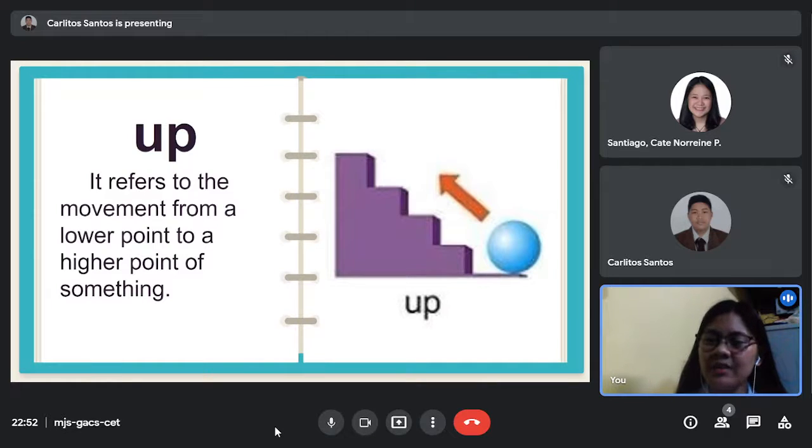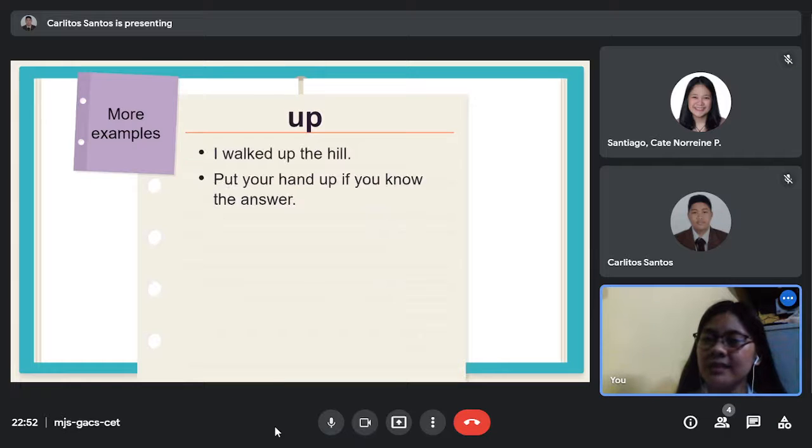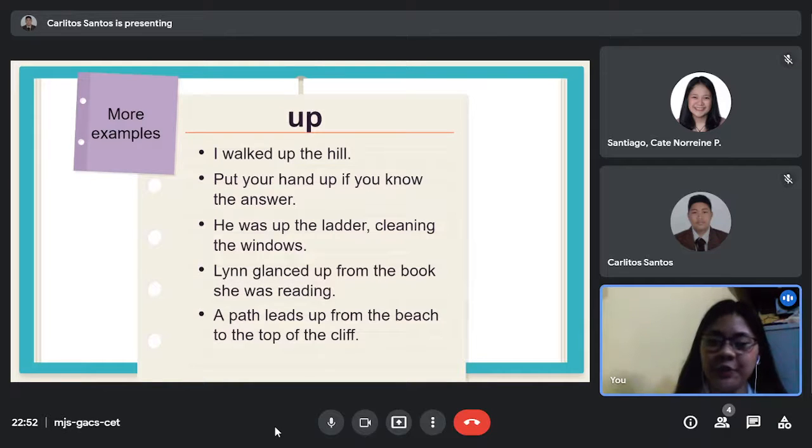Excuse me. And then let's also have different sample sentences. Let me read it for you. I walk up the hill. Put your hand up if you know the answer. He was up the ladder, cleaning the windows. Lynn glanced up from the book she was reading. A path leads up from the beach to the top of the cliff. Again, we have here different sample sentences of the word up. And the meaning of up is the movement from a lower point to a higher point of something.